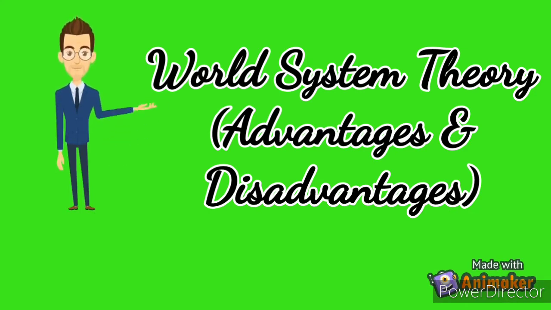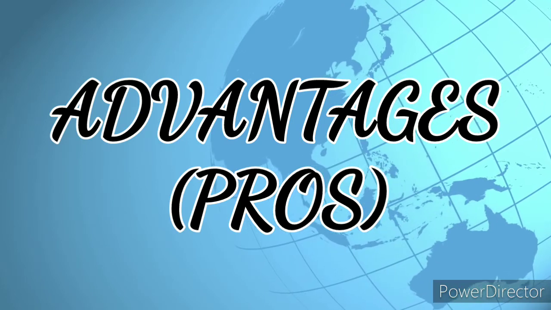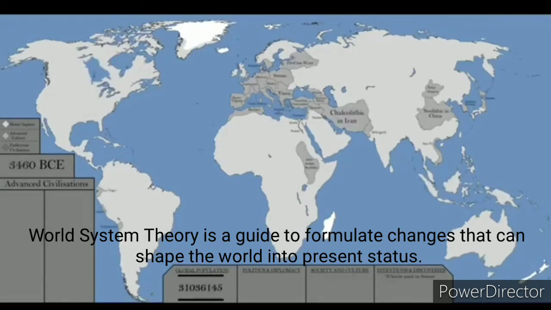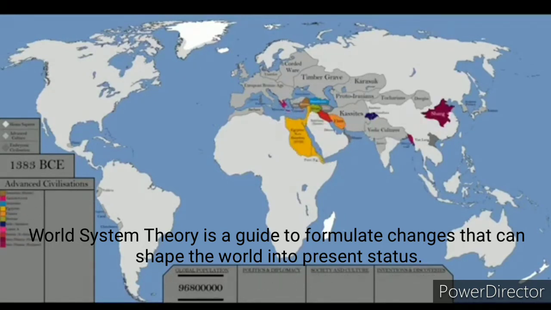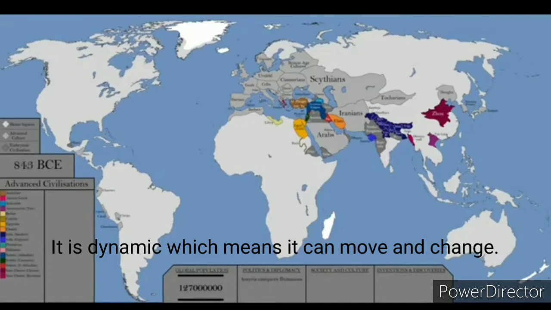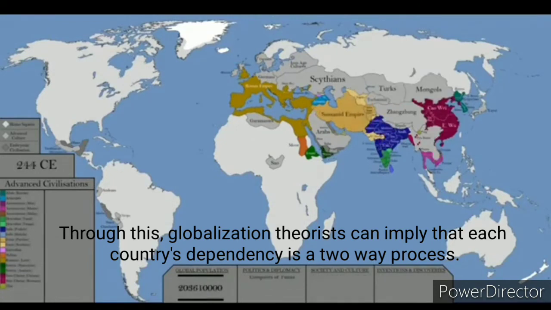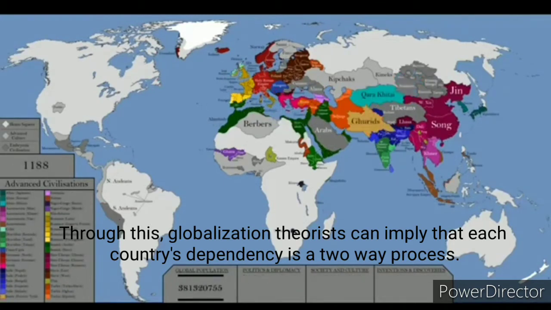Now that we already know the world system theory, let us talk about its advantages and disadvantages. World system theory is a guide to formulate changes that can shape the world into its present status. It is dynamic, which means it can move and change. Through this, globalization theories can imply that each country's dependency is a two-way process.